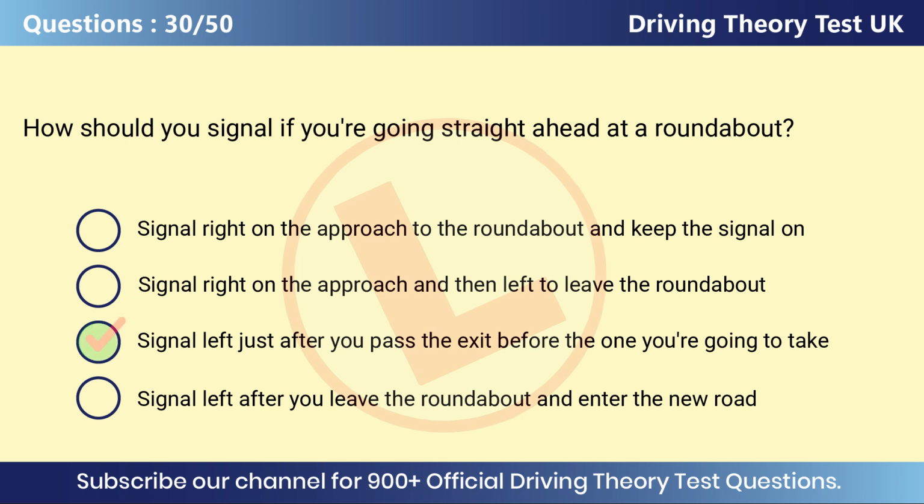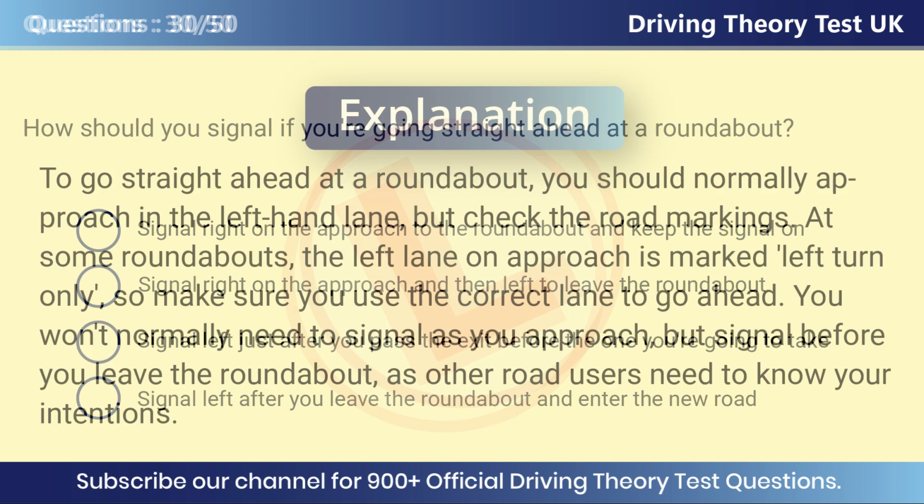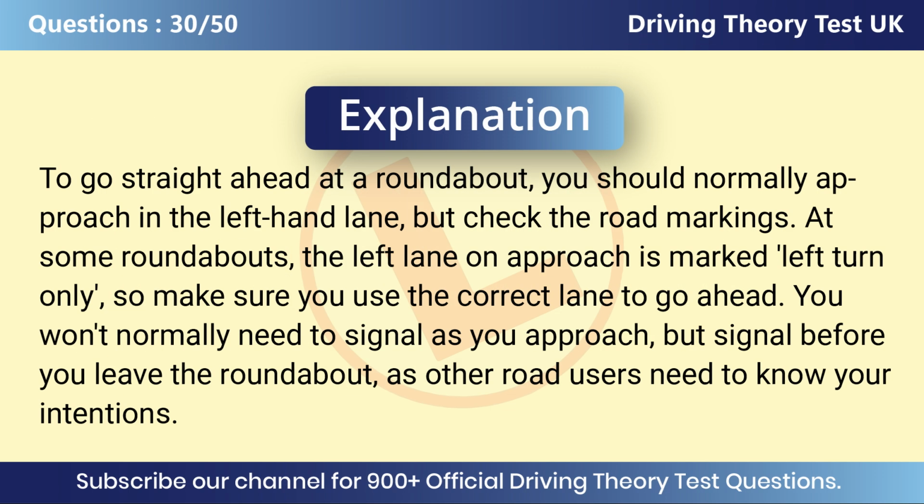C. Signal left just after you pass the exit before the one you're going to take. To go straight ahead at a roundabout, you should normally approach in the left-hand lane, but check the road markings. At some roundabouts, the left lane on approach is marked left turn only, so make sure you use the correct lane to go ahead. You won't normally need to signal as you approach, but signal before you leave the roundabout, as other road users need to know your intentions.